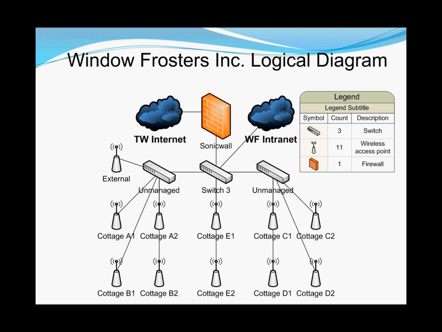There is one additional access point deployed per building and one additional external access point, which will be used to cover more area on the north side of Cottage B.